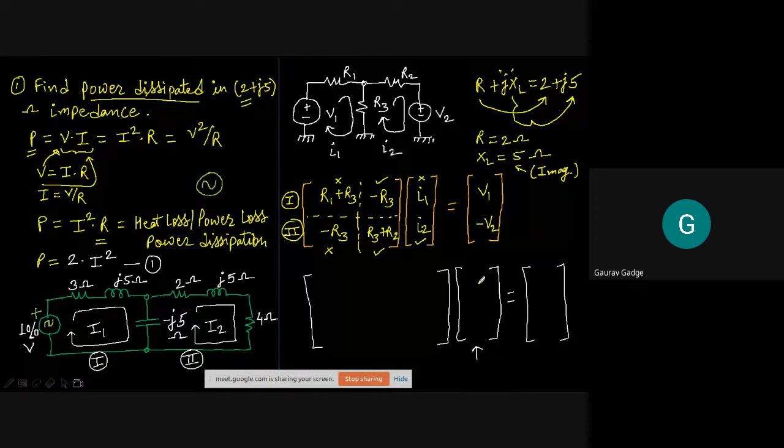What should I write here? यहाँ पर क्या लिखना चाहिए? 10 लिखना चाहिए यहाँ पर. यहाँ पर क्या लिखा हुआ है? कैपिटल I1. और यहाँ पर I2. ओके. यहाँ पर क्या लिखना चाहिए?